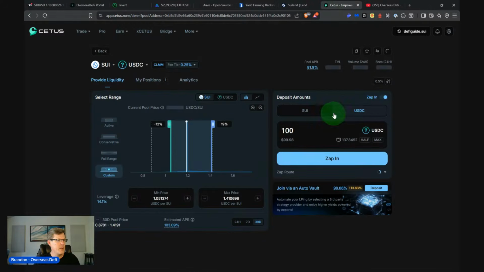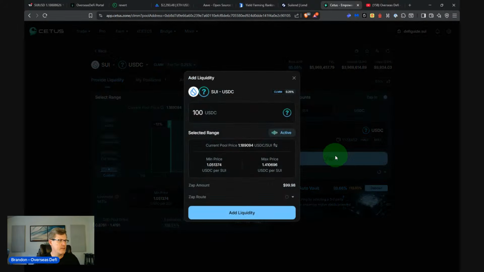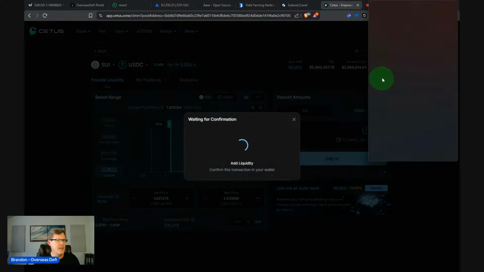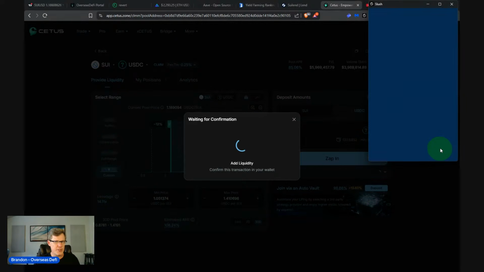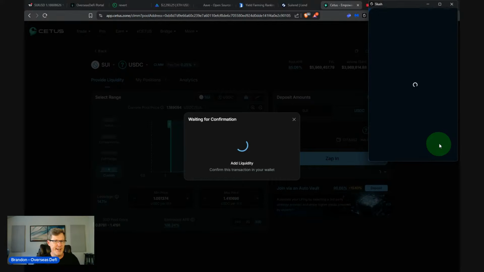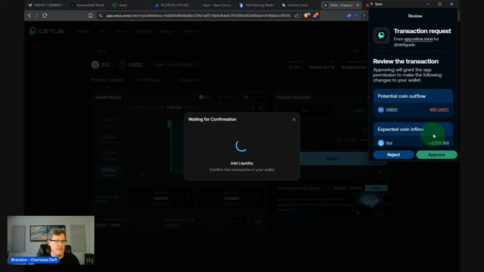So anyway, this is how you set up the position. You pull the trigger on the zap button there. Okay, so I go add liquidity, and it's going to pop up my Slush wallet, and I could just approve the transaction. I'm not going to. There you go. So approve.